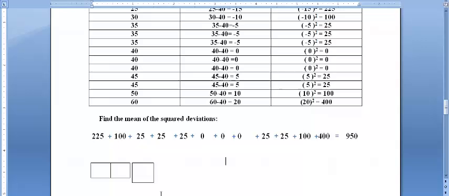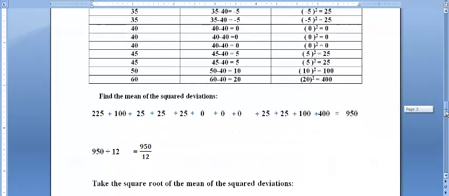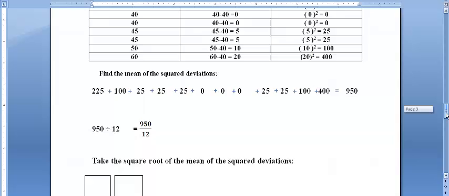And then to find the mean, we just take that 950 and divide it by how many data values there were. So 950 divided by 12 equals 950 twelfths. I would leave it in fraction form, actually. Leave it in the fraction form until we're all the way done. So 950 twelfths. And we're almost done.